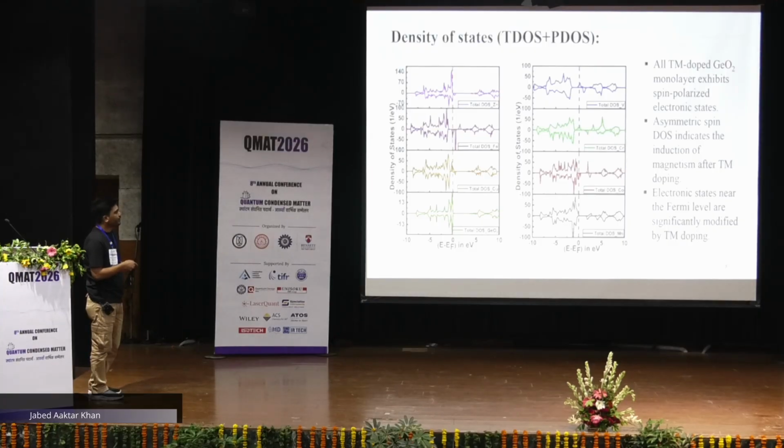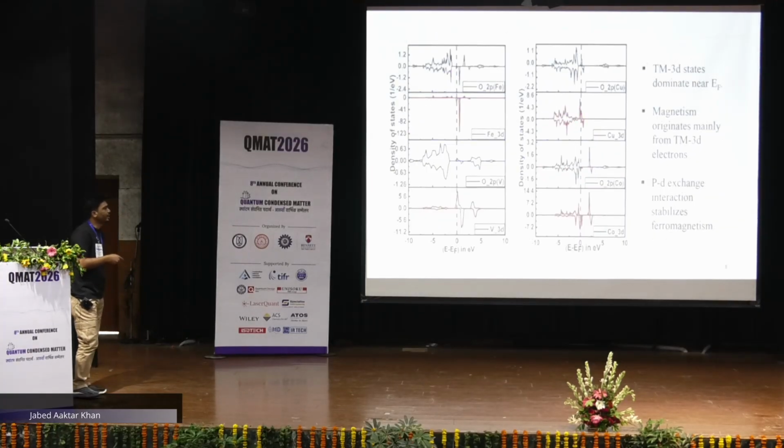The origin of magnetism is induced by the 3d transition metal atom of the dopant, while a minor contribution comes from the 3d orbital of the dopant and the nearest oxygen 2p orbital. That means p-d exchange interaction. This partial density of states plot here shows that.